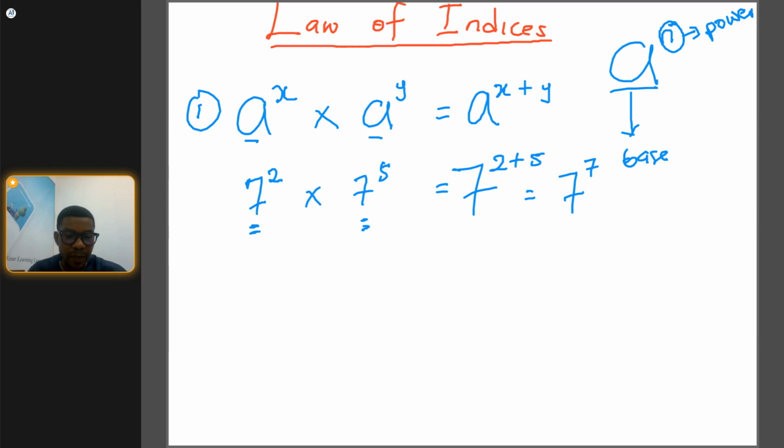All right, okay, let's take one more. I have y raised to power minus 3 times y raised to power minus 3. What will be the answer? I want a response in the chat box. What will be the response? Still on the first law of indices.